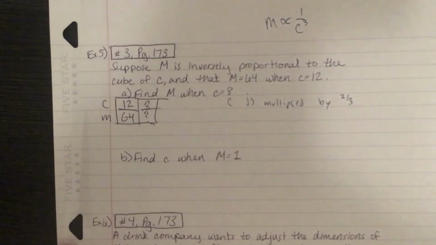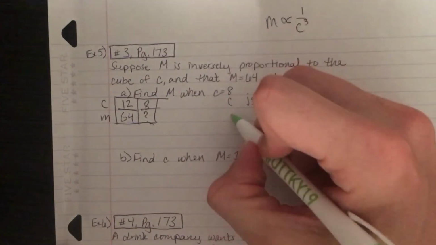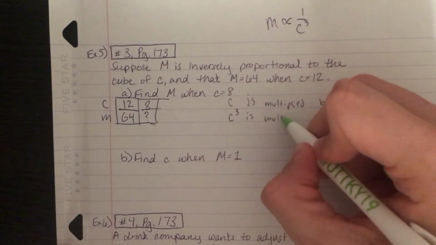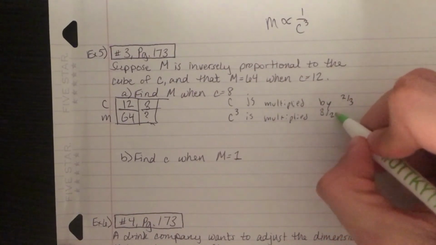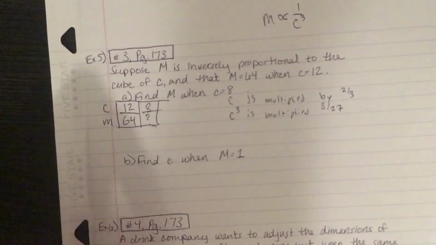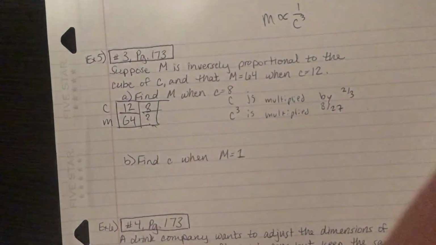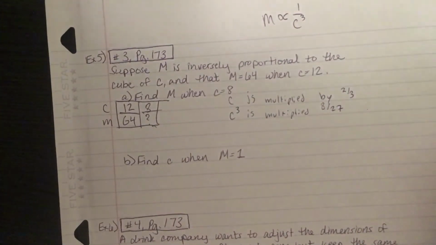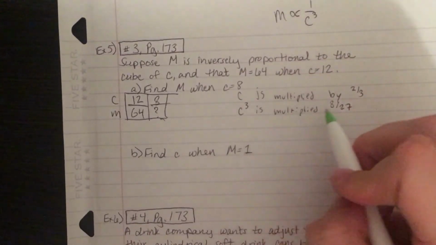So if c gets multiplied by 2/3 here, then that means that c cubed is multiplied by the cube of this. So that's going to be 8 over 27. And I'm going to grab my calculator real quick because this is going to very soon turn into math that I'm going to need to be able to do. So then from there, we're going to say, okay, well, c cubed is multiplied by 8/27.